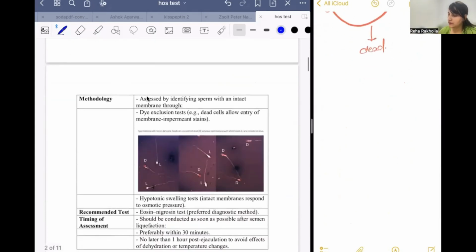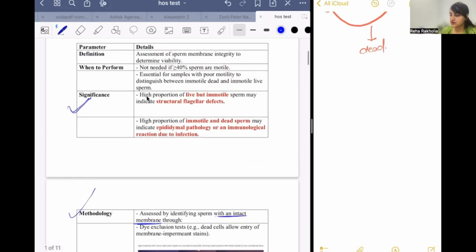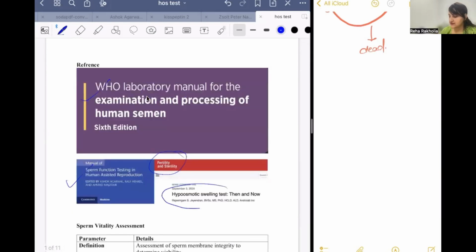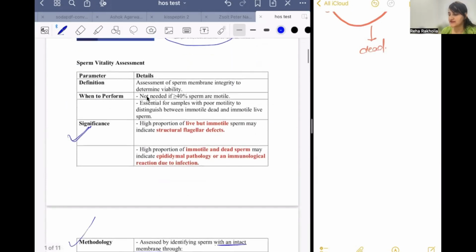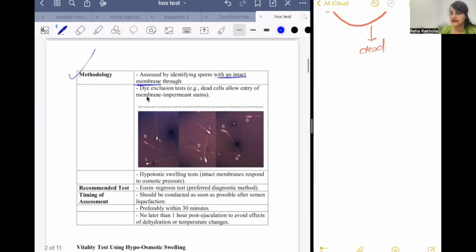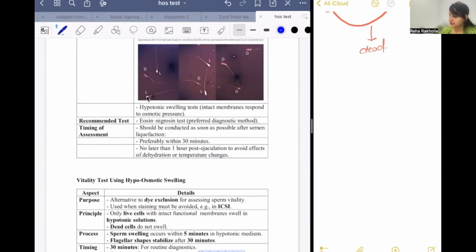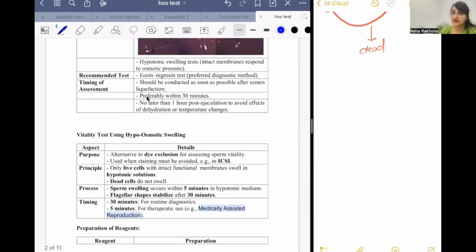Then we'll talk about the methodology. Basically, there are two tests in sperm vitality testing. Other tests are there too, but I am talking about only two here because I have to focus on the hypo-osmotic swelling test: the dye exclusion test and the hypo-osmotic swelling test. We check the membrane using these two types of tests.